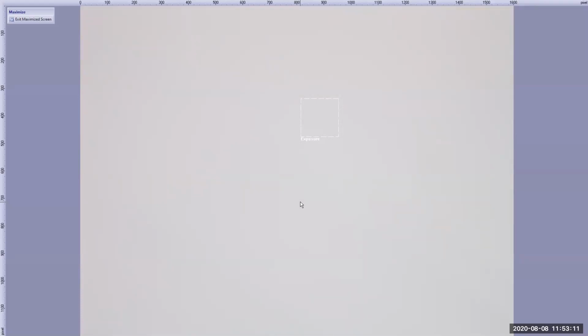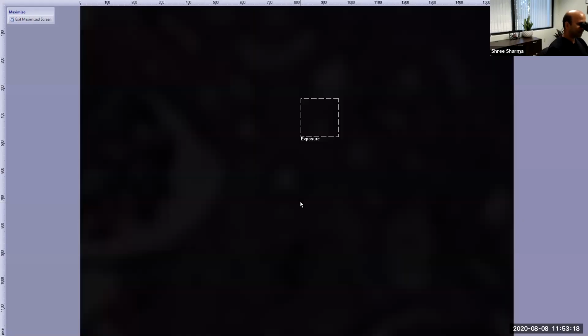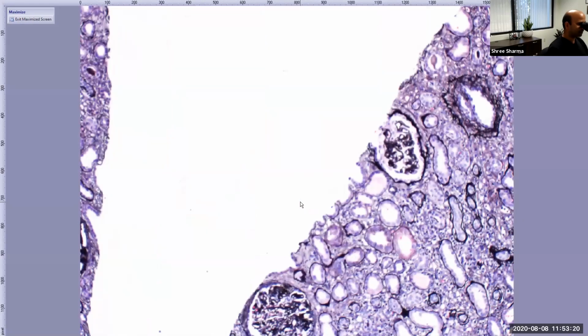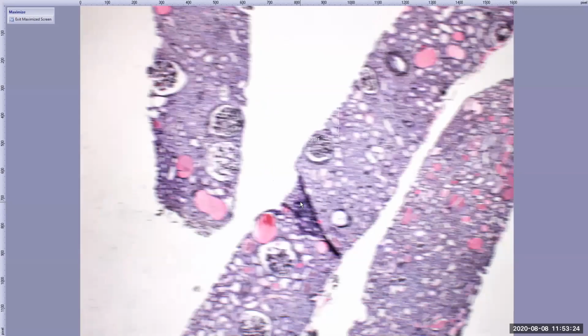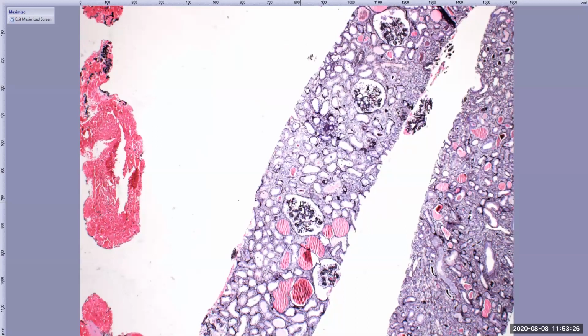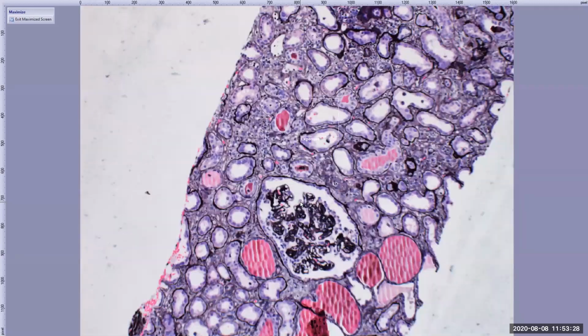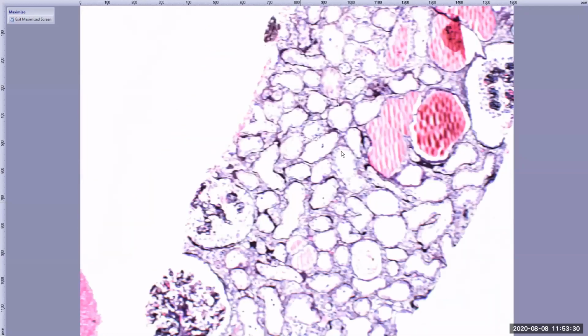Just want to let you know we have about 7 minutes left. Oh man, I feel like we just got started. Yeah, kidney pathology is beautiful. Sometimes you feel like, these are such beautiful glomeruli, I can't leave the office today.